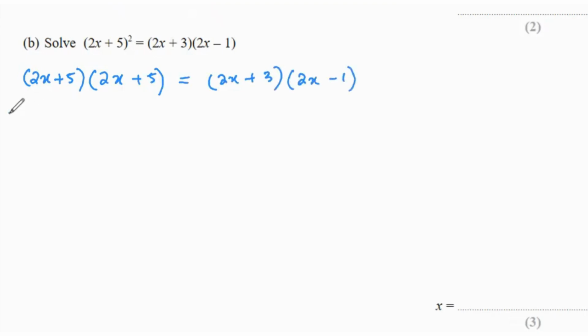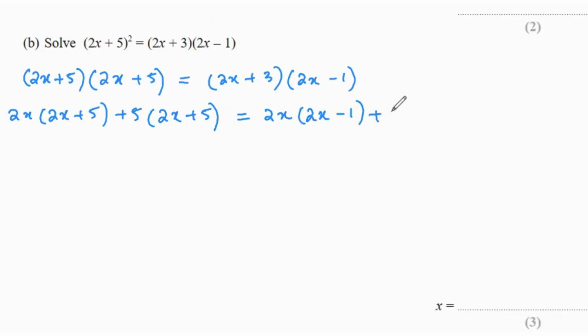Expand the brackets. 2x gets multiplied with 2x plus 5. And then 5 gets multiplied with 2x plus 5. On the right hand side, 2x gets multiplied with 2x minus 1. And plus 3 gets multiplied with 2x minus 1. 2x times 2x is 4x squared. 2x times 5 is 10x. 5 times 2x is 10x. And 5 times 5 is 25.